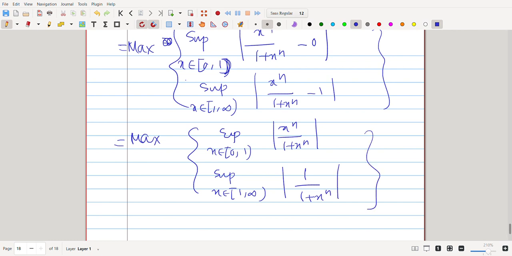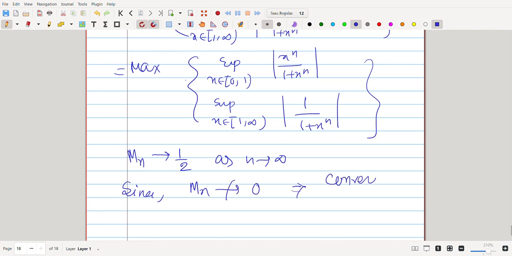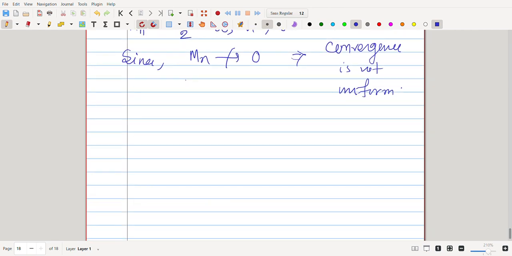Supremum value is half, so Mn tends to half as n tends to infinity, since this supremum value goes to half actually at x near about x equal to 1. For x equal to 1, here it is 1 by 2, and as x tends to 1, it is also 1 by 2. So Mn goes to 1 by 2. And since Mn doesn't converge to 0, this implies that the convergence is not uniform. Okay. Go to the next one.